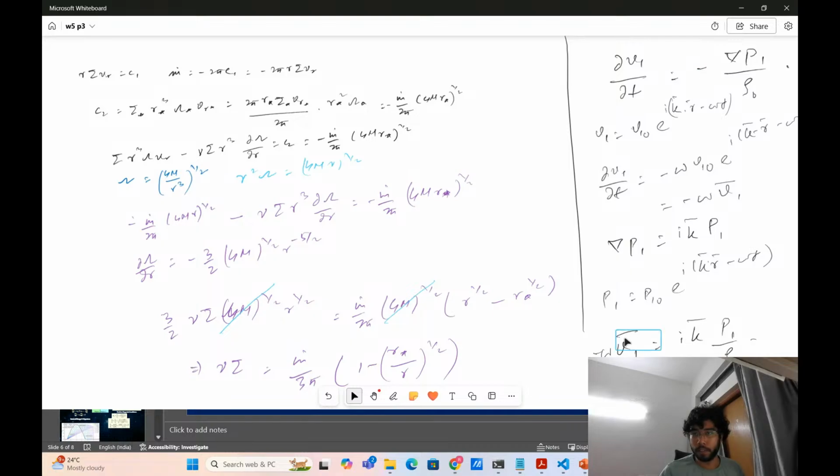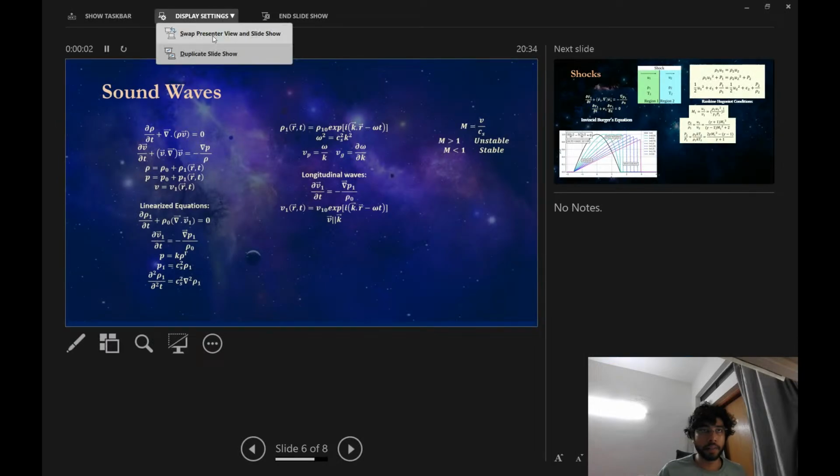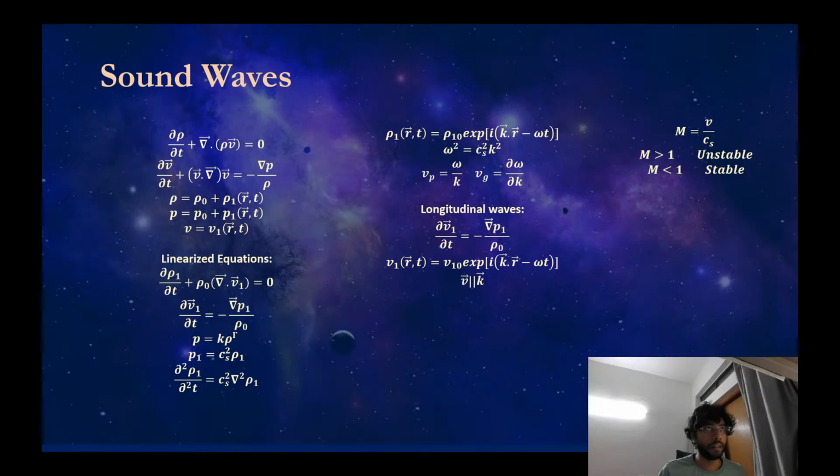So basically V1 is this k vector times some constants, right? So V1 is proportional or parallel to k. So that's how it comes. This is just a small calculation that you can always do to see how it is.